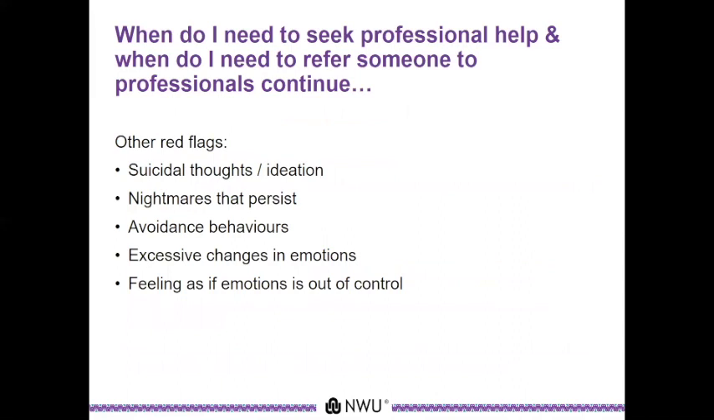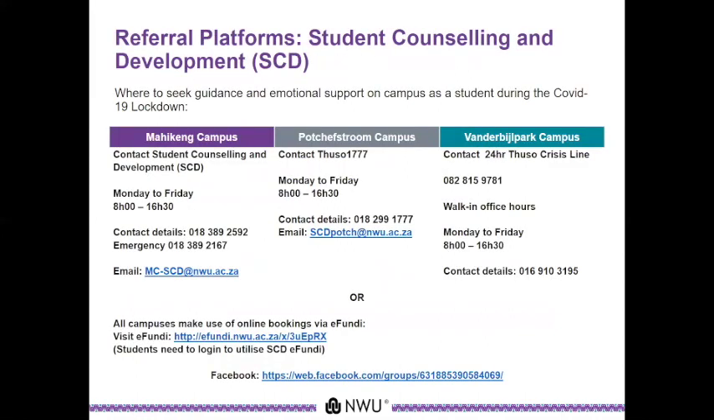Other red flags, important to notice, which were also discussed earlier: suicidal thoughts or suicidal ideation, either noticed in yourself or in a loved one, nightmares that persist, avoidance behavior, so avoiding going to a certain area that reminds you of the adjustment or the trauma, or avoiding, for example, getting into a car to drive somewhere because of a car accident trauma, excessive changes in emotions, and feelings as if emotions are out of control. So as if you can't control your own emotions, or if a loved one is not able to control their own emotions.